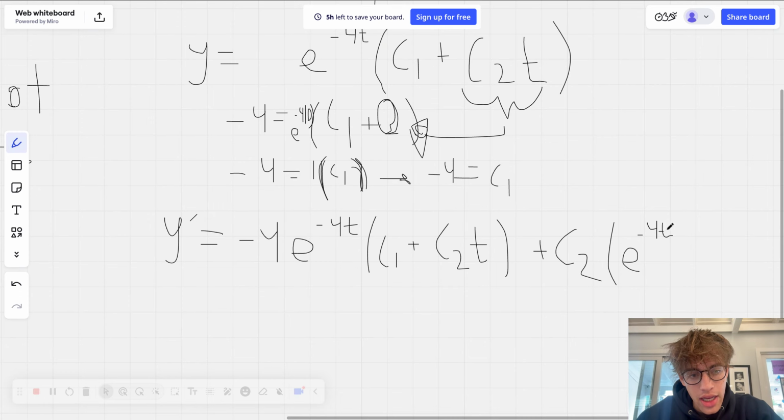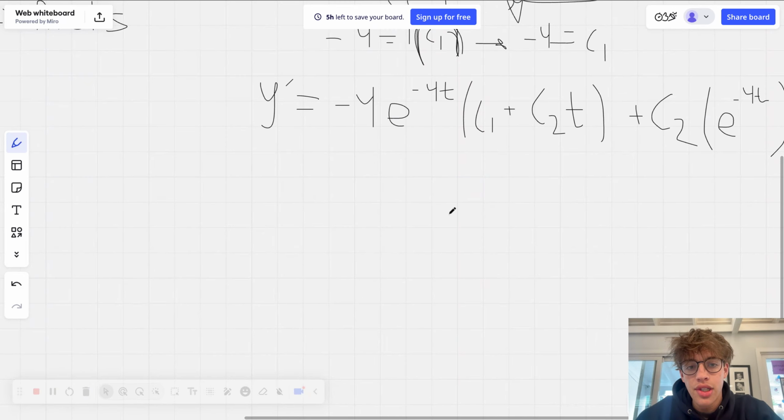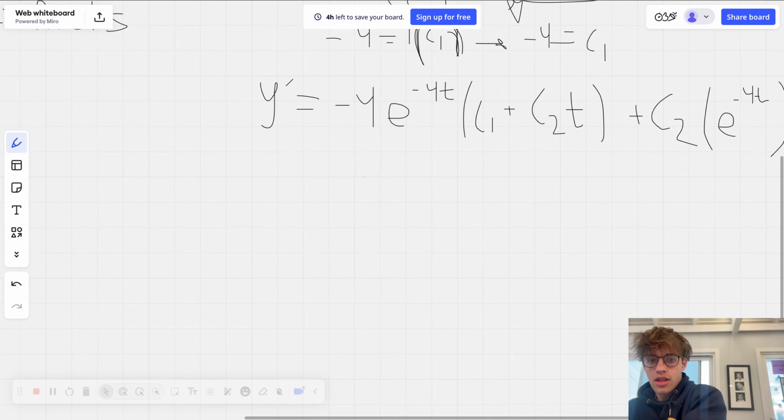Okay, now plugging in C1, because we solved for that. C1 is -4. Oh my god, my charging cable is like wrapped around my computer, sorry. So now let me move this. Okay.